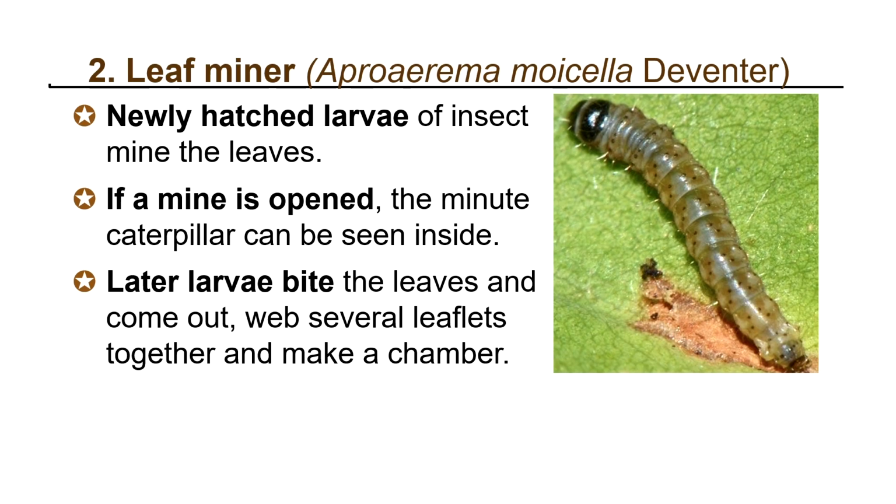So, you can see the newly hatched larva of the insect mine the leaves. In this case the damaging stage is the larva. If a mine is opened, the minute caterpillar can be seen inside. You can see the caterpillar on the right side. This is the caterpillar of leaf miner causing major damage to the crop. Later larvae bite the leaves and come out, web several leaflets together and make a chamber. So, that way it can be very damaging.